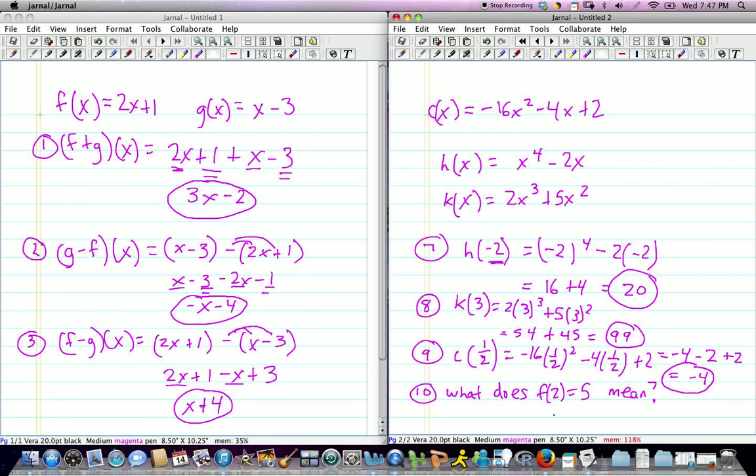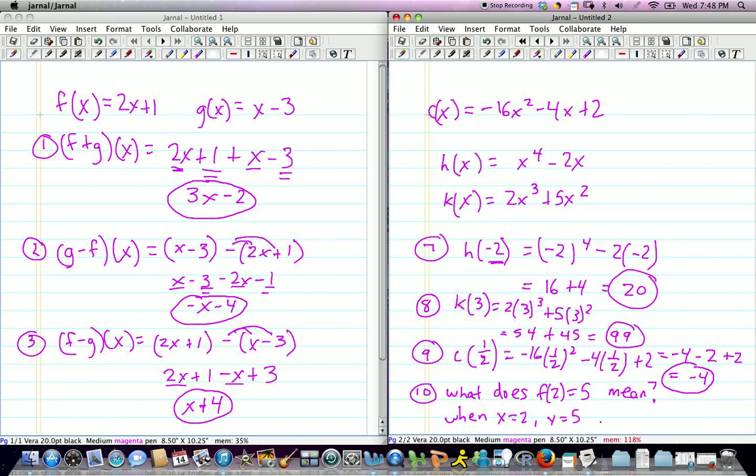Now, number 10, what does f of 2 equal 5 mean? It means when x equals 2, my y value equals 5, or my function value, my f of 2, is equal to 5. That just means for whenever x is 2, y is 5. So if I was plotting this on the graph, my x value would be 2, my y would be 5. It would give me an ordered pair.